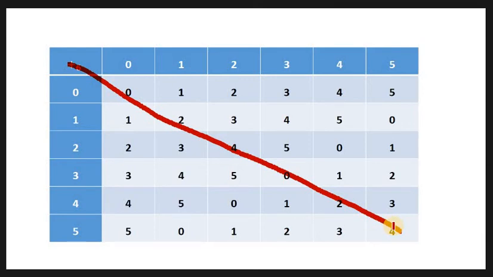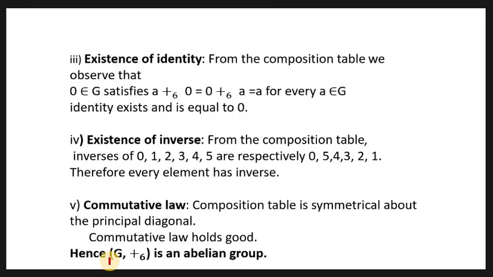Therefore, for all A, B belongs to G implies that A star B is equal to B star A. Means sum of A plus B with respect to addition modulo 6 is equal to sum of B plus A with respect to addition modulo 6. Therefore, the commutative law is satisfied. Hence, G, plus 6 is an abelian group.